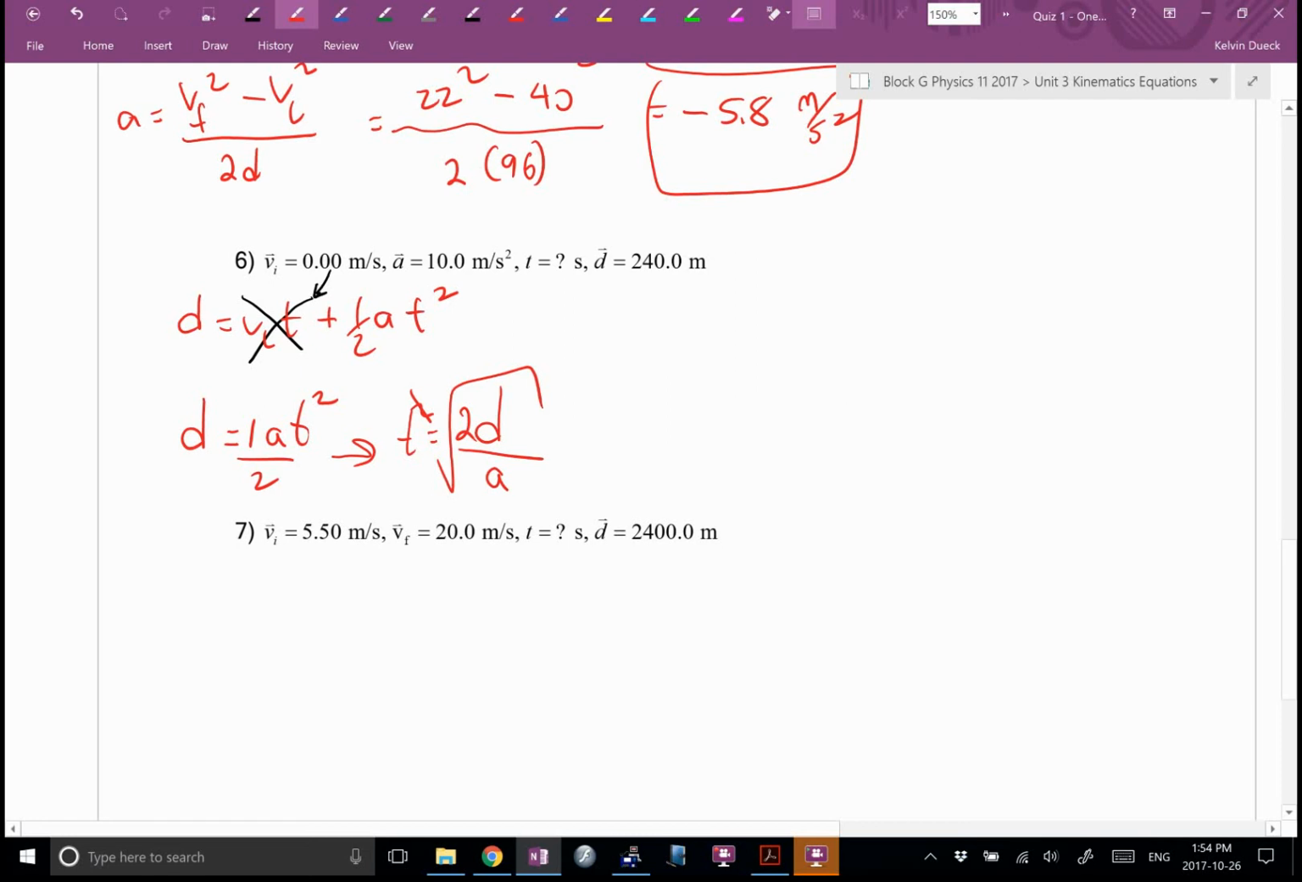We're going to be looking at a lot of situations where we want to find time and where VI is 0. When is VI 0? Anytime we drop something. We're going to start looking at free fall. If you jump out of an airplane, your initial velocity is 0 for a split second.